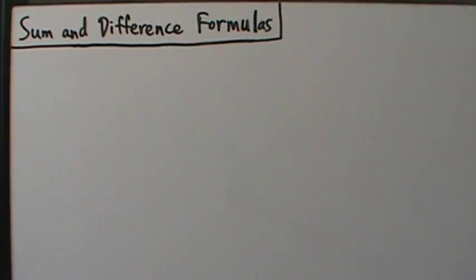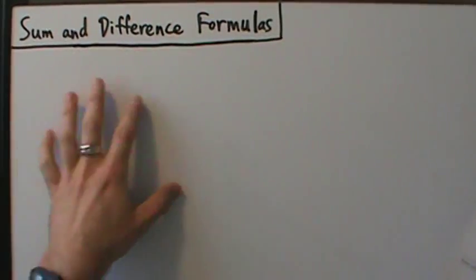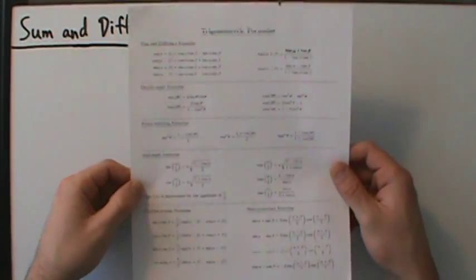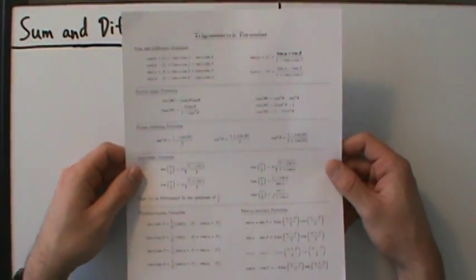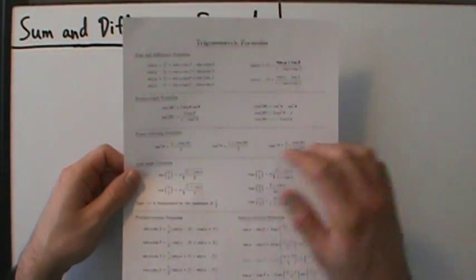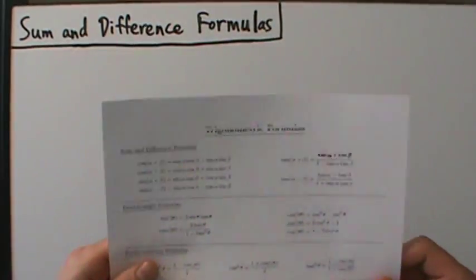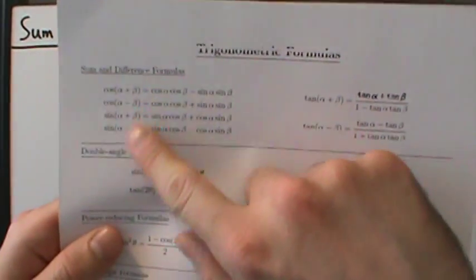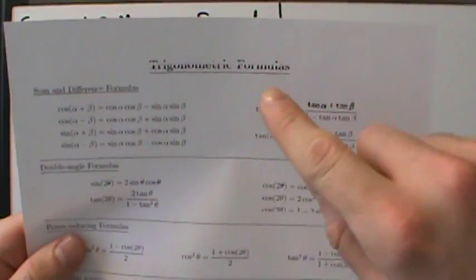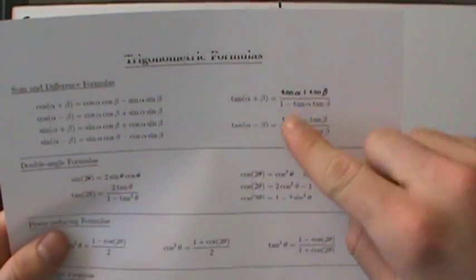Alright, let's start talking about the trig formulas. So we'll start with the sum and difference formulas, and those are sometimes also called the sum and difference angle formulas. So there's a worksheet here with all the formulas on it that we're going to talk about. So in this video we're going to establish these four identities here, or four formulas here, and then in the next video we'll talk about these two here.